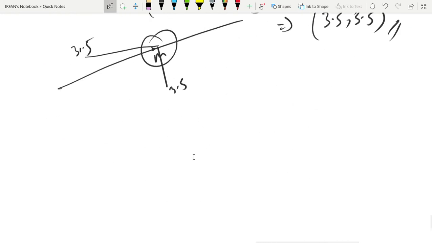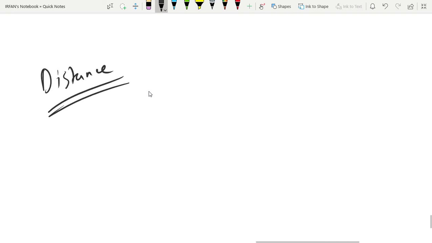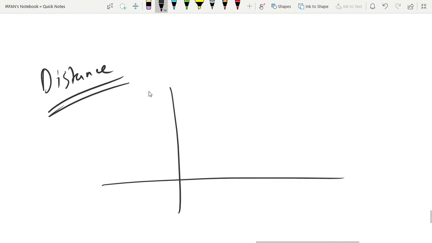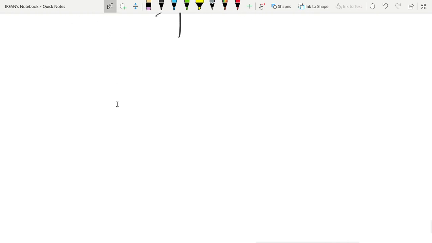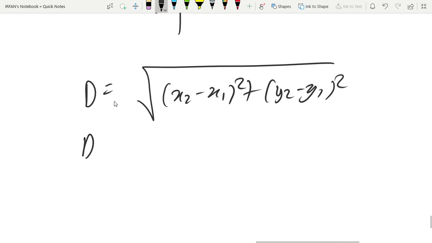So this is simple. Then we have the distance. For the distance, if we have a graph like this, the distance is actually the hypotenuse, the longest side. So how are we going to find the distance? We have another formula for distance: d equals root over x2 minus x1 whole square plus y2 minus y1 whole square.